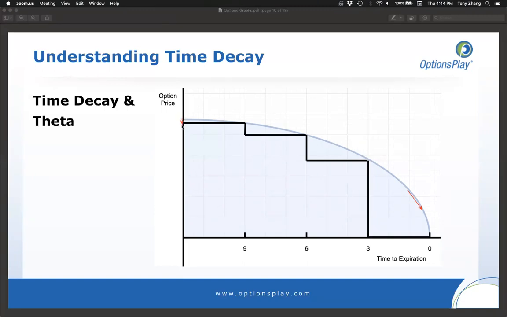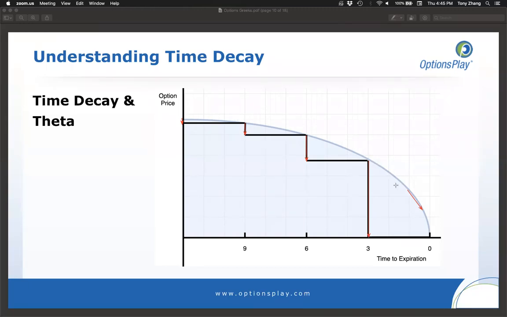This is not to scale, but during the first 3 months, from 12 months to 9 months, you're going to experience almost very little time decay. As you get closer from 9 months to 6 months, you're going to experience a little bit more. As you go from 6 months to 3 months, you're going to experience even more. And as you get into the last few months, that's really when time decay really accelerates. So why is this important? This is really important in helping us better understand how to select the right option expiration and strike price.